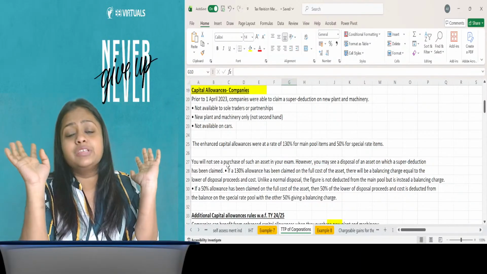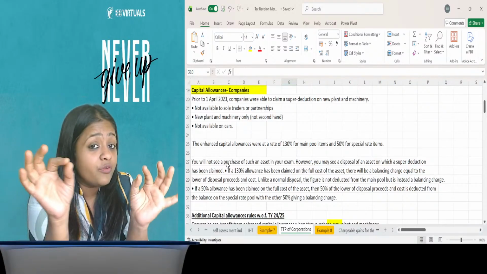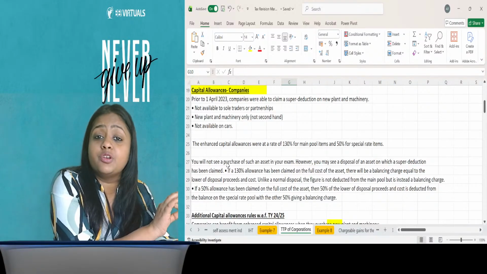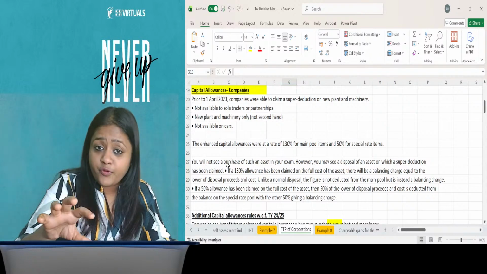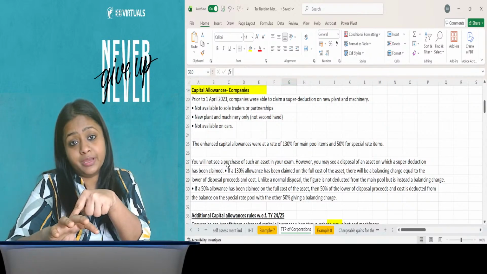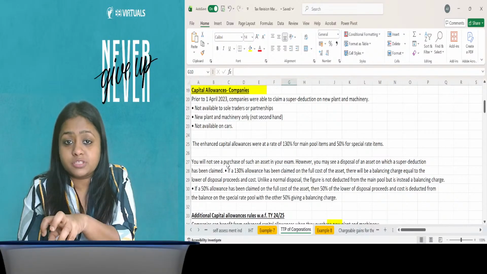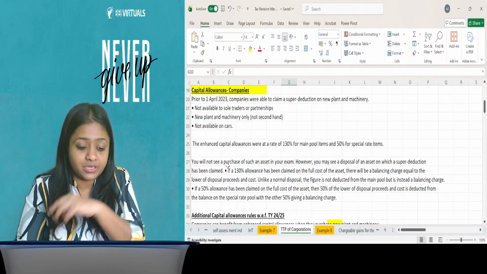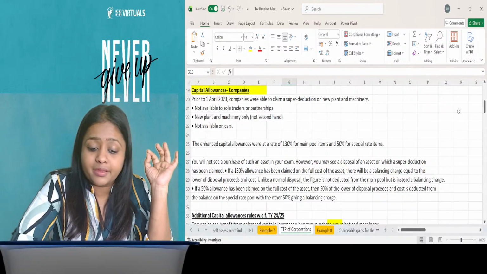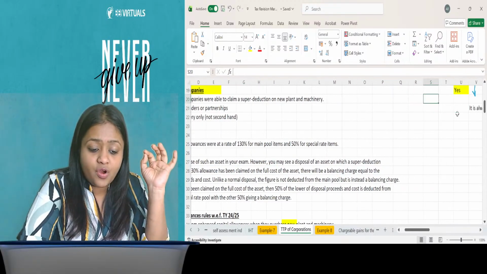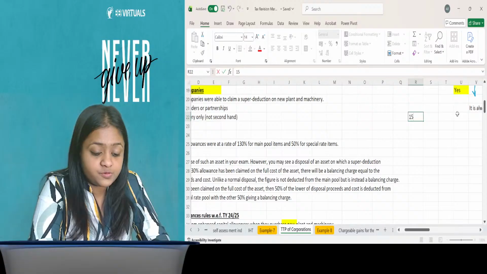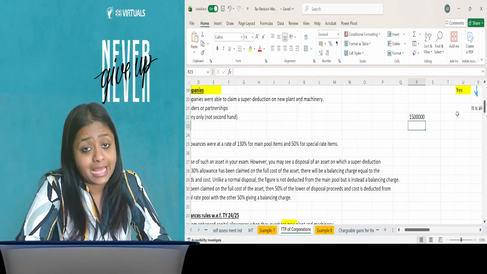But the beauty of this allowance was that when you give 50% FIA to the special rate pool, the remaining 50% will not enjoy WDA. So this remaining 50% will be added to the total special rate pool after WDA. Let's quickly see what I am saying. Let's say the value of the special rate pool purchase was 1,500,000, that is 15 lakhs.